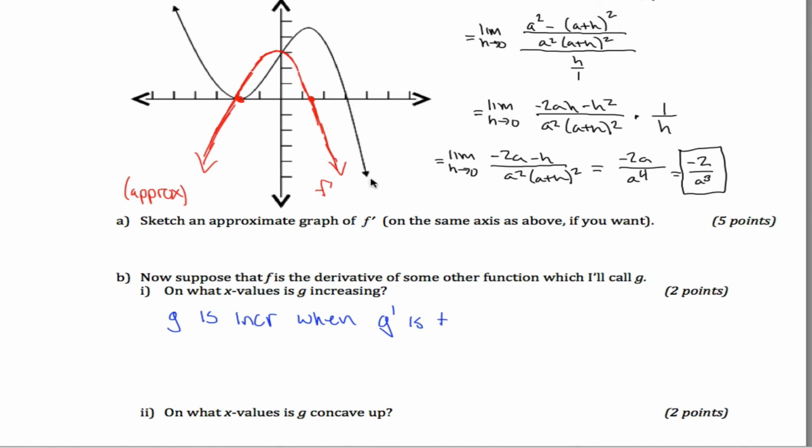But g prime is just the graph up here, this thing in black. This thing in black is positive, well, from negative infinity all the way up to, it looks like, -2. Negative infinity up to -2. And then at -2, it's at 0, so it's actually not increasing, it's flat for a minute. And that's increasing again all the way from -2 up to, 1, 2, 3, it looks like.